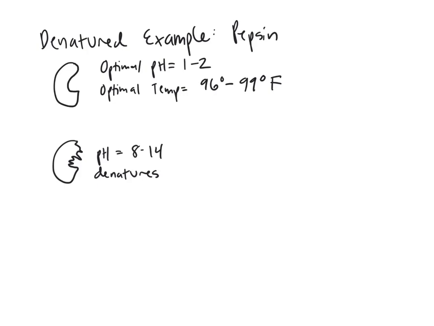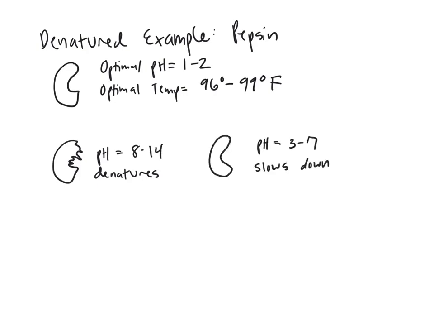So, in a pH from 3 to 7, pepsin's still going to work. It's just not going to be working as well. So it's not quite denatured, but it's also kind of sluggish. It's kind of moving slow. It's not really turning reactants into products as fast.